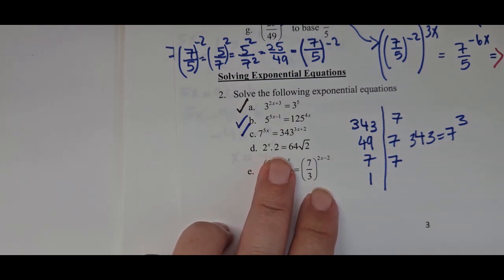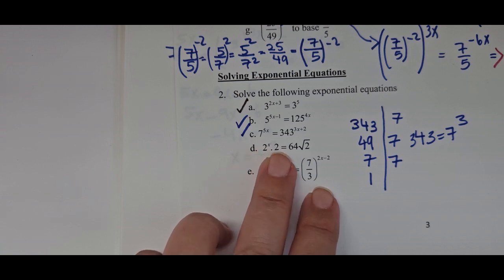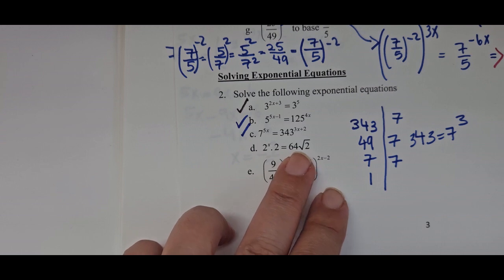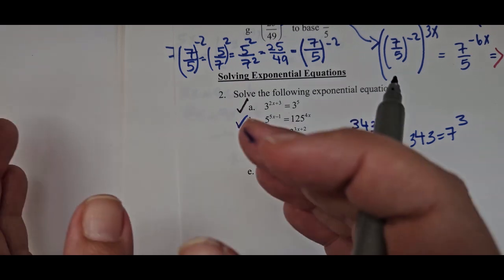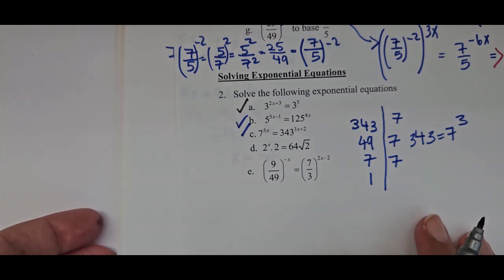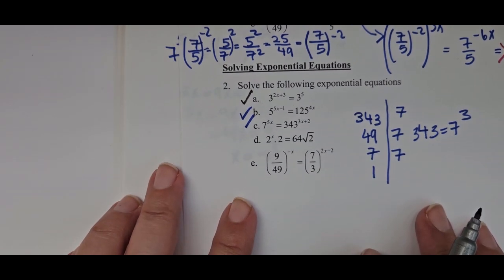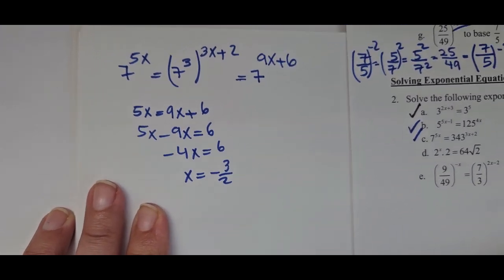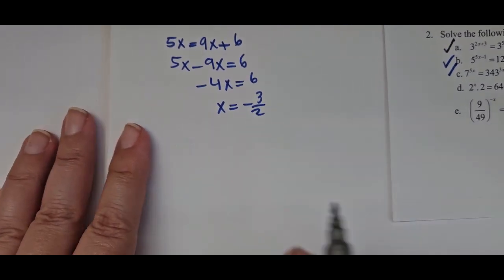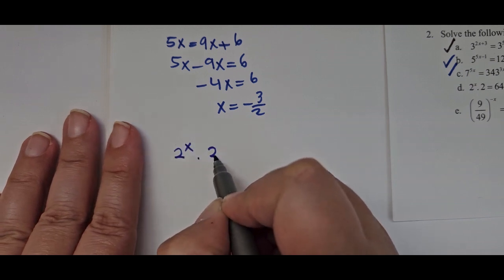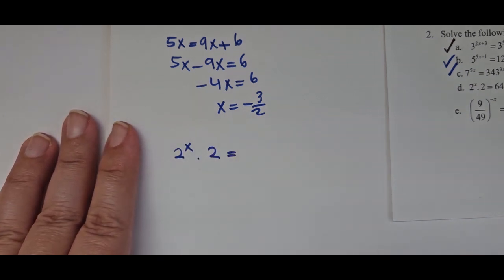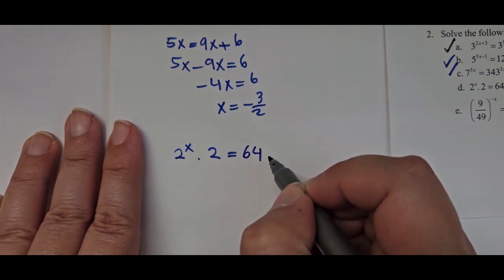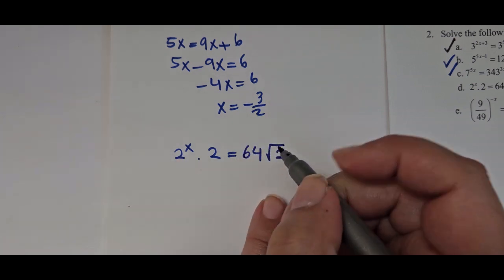D is a little bit different from the previous ones because here you have a coefficient, which is 2, and then an exponent. And on this side, you have a constant, but all of them are convertible to base 2. So let's do it together. Okay, so I'm going to write it here. 2 to the power x multiplied by 2 is equal to, on this side, 64 square root of 2.